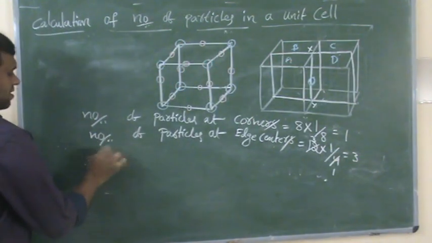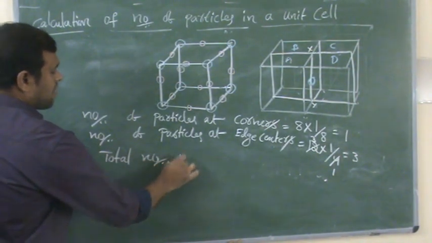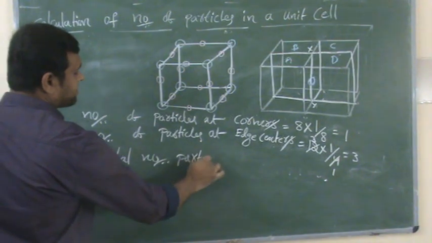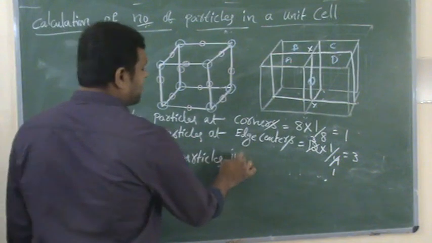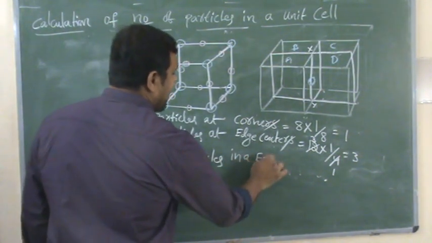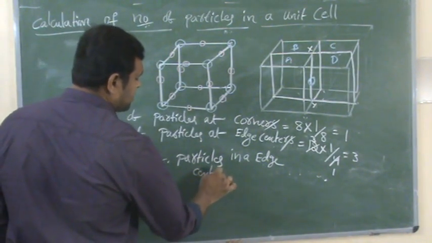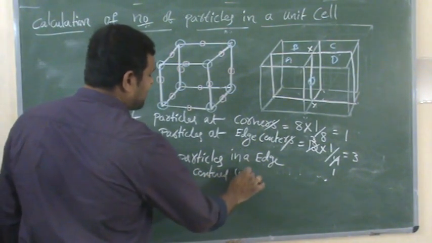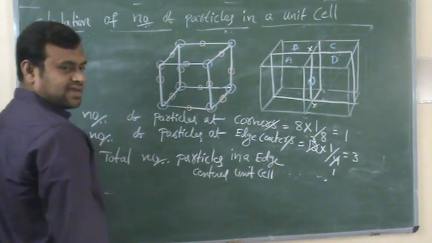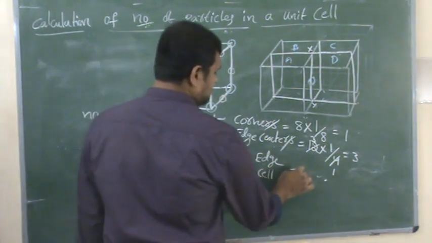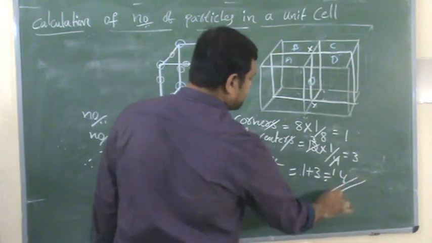Therefore, total number of particles in an edge-centered unit cell. Total particles in an edge-centered unit cell is equal to 1 plus 3. That is equal to 4.